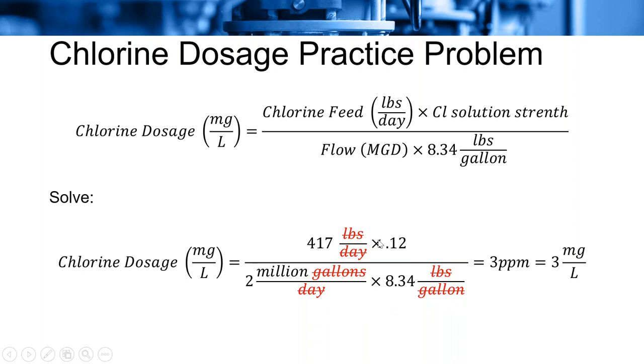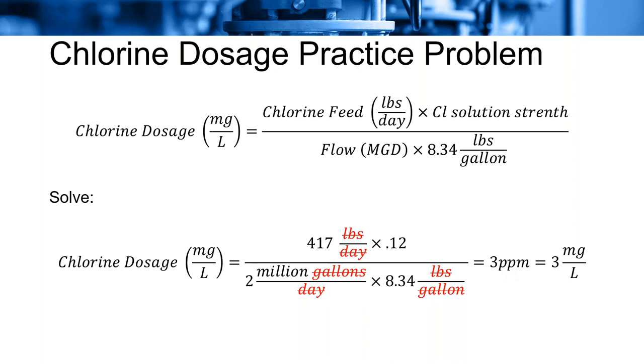And if you remember, we can enter that in as parts per million. So when we enter this into our calculator, we get approximately 3, or I think it's exactly 3. And that's going to be 3 per million, so 3 parts per million. If you remember, our concentration in parts per million is equal to milligrams per liter.